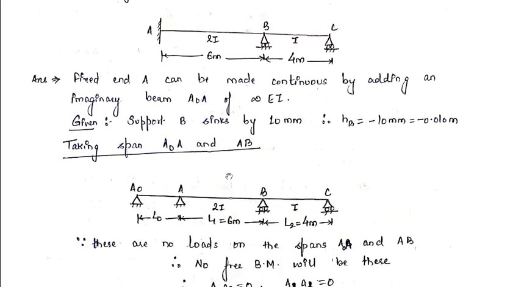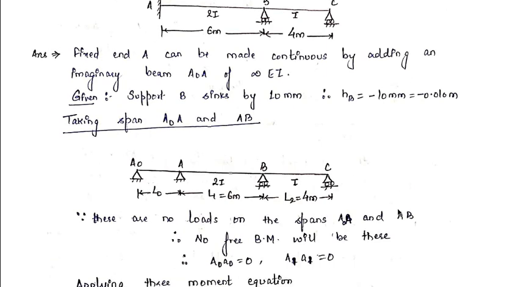Now let's take the spans A naught A and AB and apply the three moment equation. When we take A naught A and AB, the first step is to draw the free bending moment diagram. But there is no external load acting on A naught A and AB, so there is no need to draw the free bending moment diagram. Since there is no bending moment diagram, the value of capital A naught into small a naught and capital A1 into small a1 will be equal to 0.